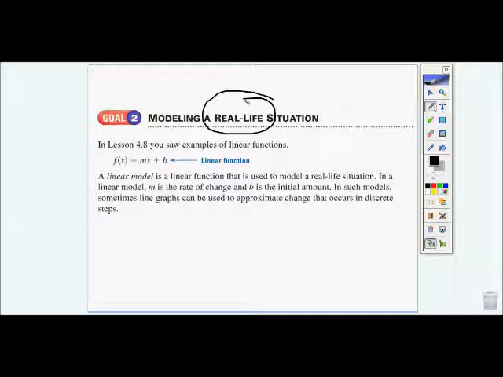In a linear model, the m, or the slope, is the rate of change. And remember, that is the coefficient of x. And then the b is the initial amount, because the b is, as we've been practicing, the constant term.